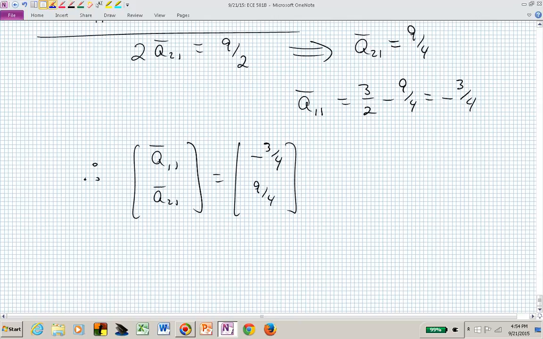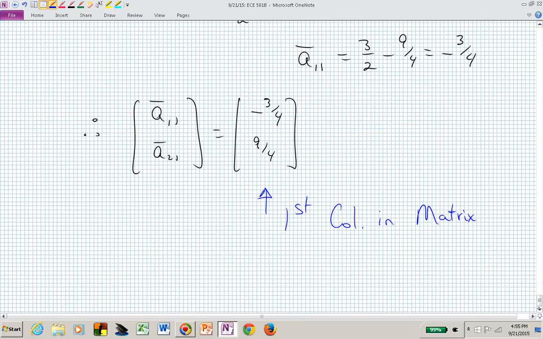And this is the first column in the matrix representation of that linear map T.